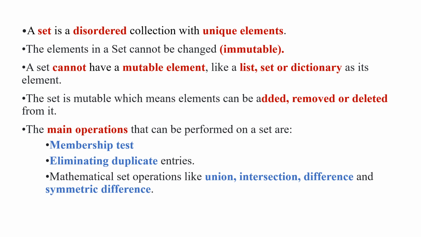A set is an unordered collection with unique elements. A very important property of a set: a set cannot have duplicates. Whenever you work with a set, take care that it does not support duplicates. The elements in a set cannot be changed, they are immutable. So we can remember, a set cannot have mutable elements like lists, sets or dictionaries. You cannot have these as elements.